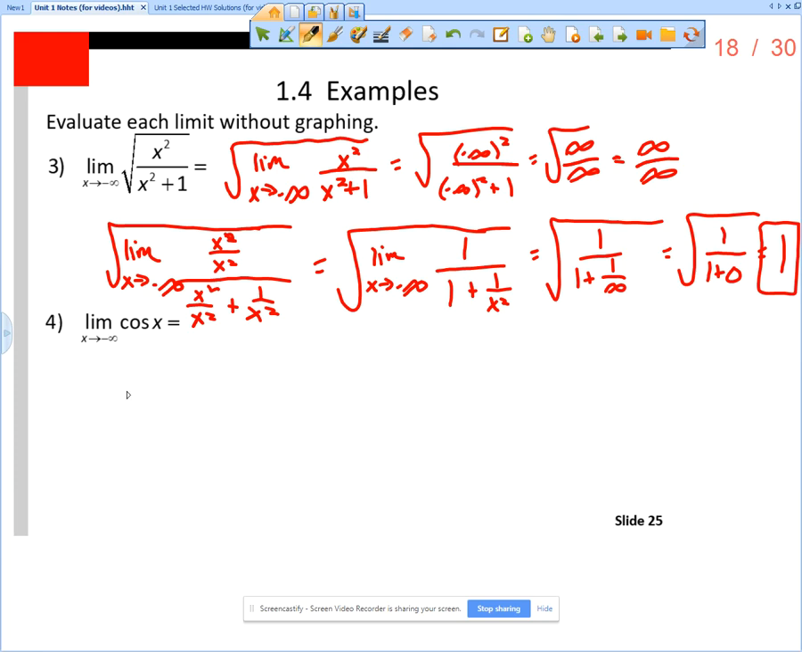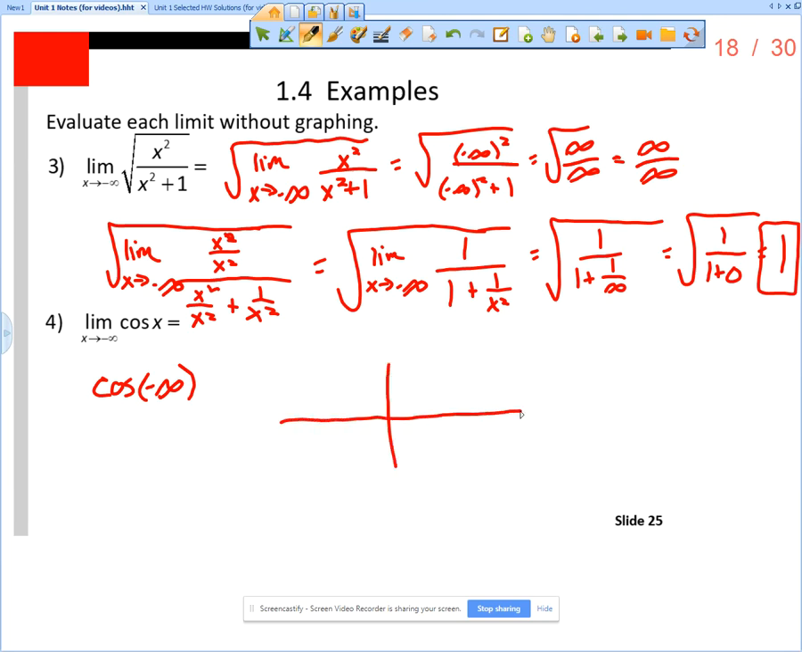All right, and then the last one, this one is kind of weird. It says the limit as x approaches negative infinity of cosine of x. So if we evaluate, we get cosine of negative infinity. Well, you can't really evaluate negative infinity in a trig function, right? That seems kind of weird. So what we want to do is examine the graph. All right, what is the graph of cosine?